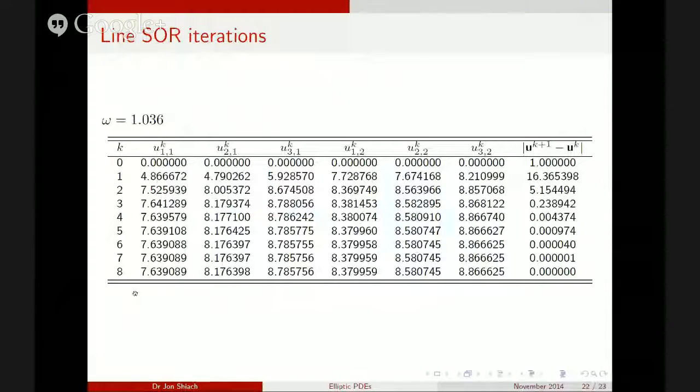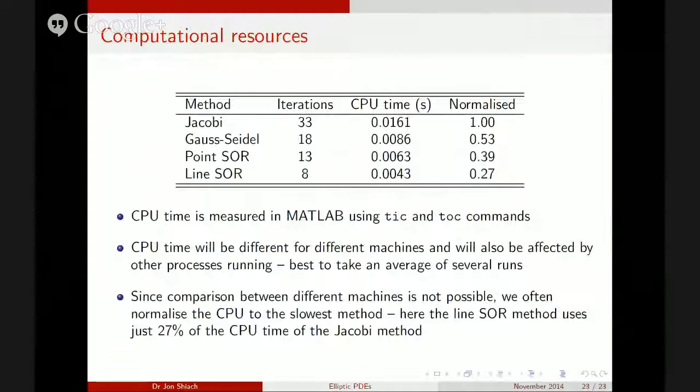So this gives us this output. Just 8 iterations. Let's have a look at the comparison. This is what you'll have to do for lab sheet 3 as well. Those are our 4 methods. These are how many iterations they took. I've also got the CPU time there.